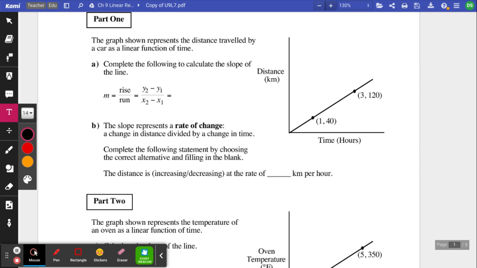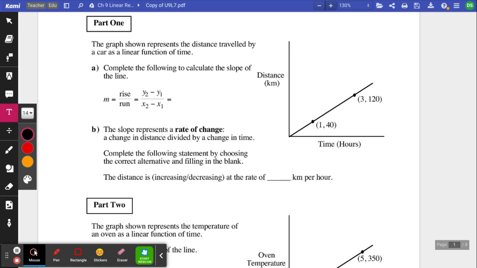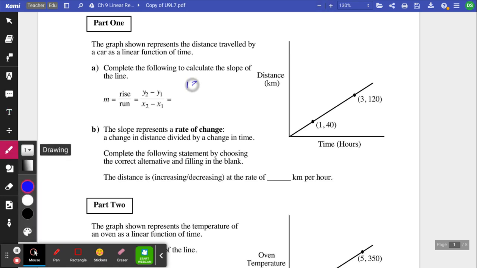It says complete the following to calculate the slope of the line. So we know y minus y over x minus x, every time we want to find slope. Okay, so we could go 120 minus 40. That's your y minus y. If in doubt, walk over here and put x and y on there. Make sure you label your points so you don't get messed up. That's a simple, silly mistake. 120 minus 40 over 3 minus 1. So that's 80 over 2. So we end up with 40.